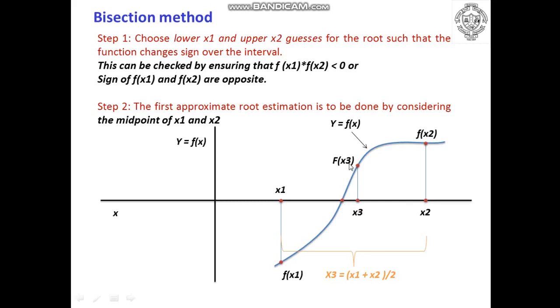So what we have to do is again observe the sign of f of x3 and f of x1. Here if you take the multiplication of these two, you will find that it is less than 0, or even if you check the sign, these two signs are opposite. So that is why we have to replace this x2 with x3. Hence for the next iteration, x2 will be this point and x1 will remain as it is. So now we can see it in the next slide. Let us go for the next step.